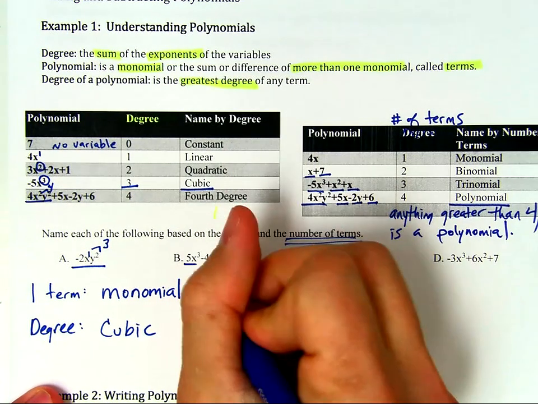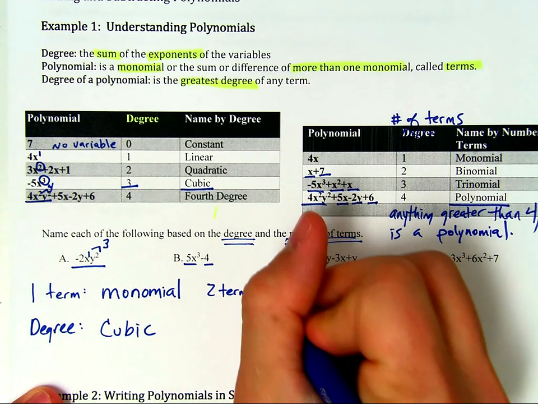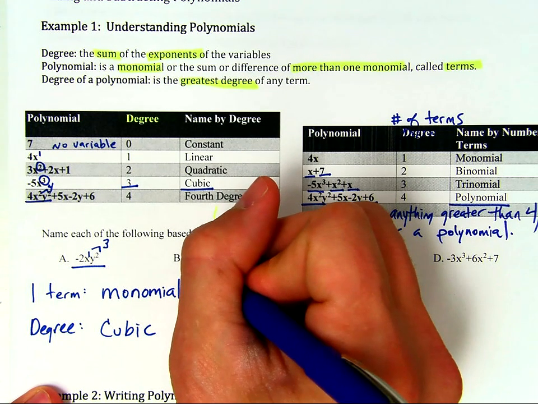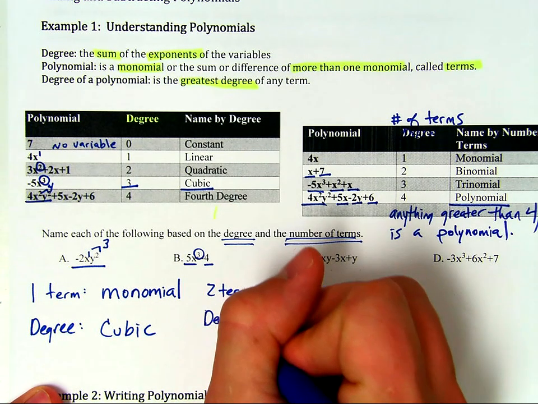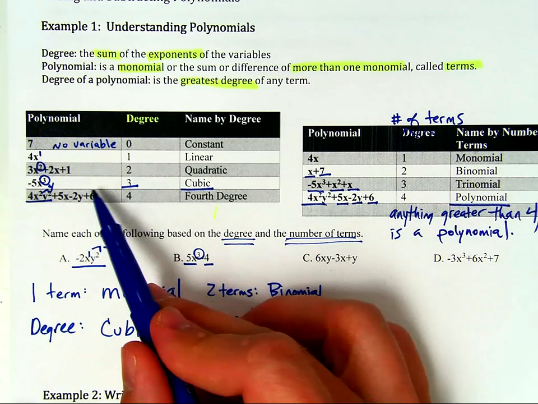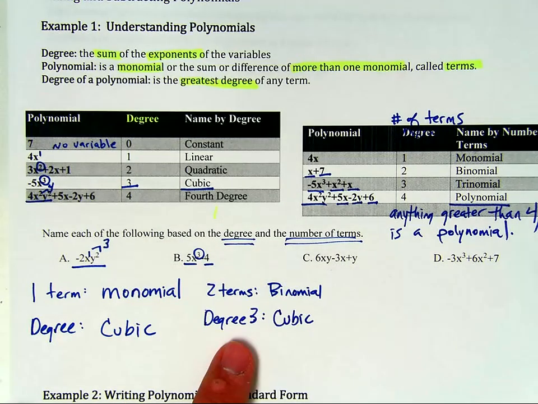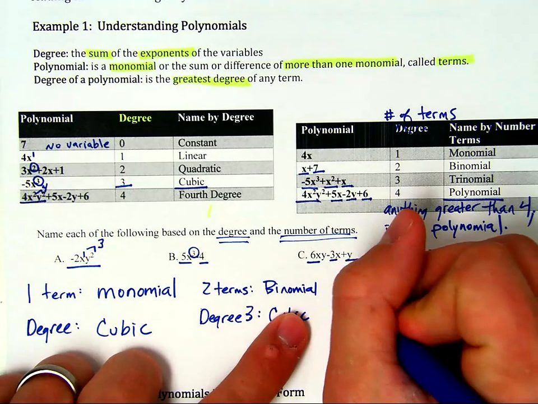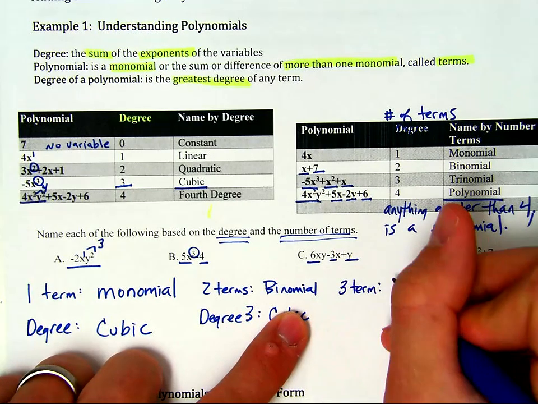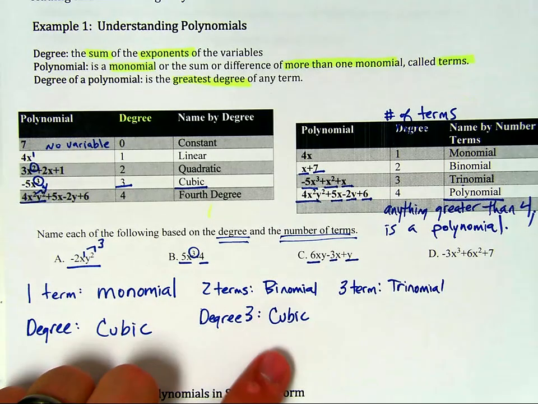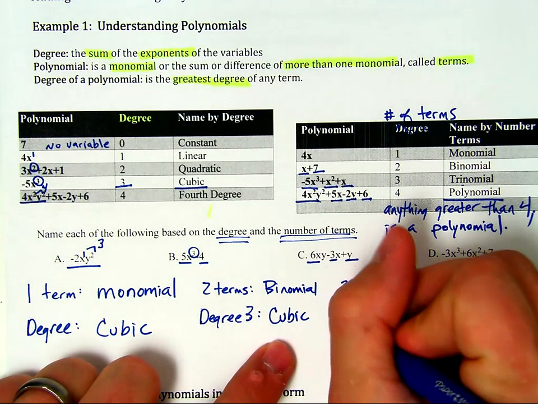All right, for B here, we have 2 terms, so this is a binomial. And the highest degree is 3. All right, degree 3, so we call a degree 3, once again, a cubic. For C, there are 1, 2, 3 terms. So 3 terms, we name a trinomial.